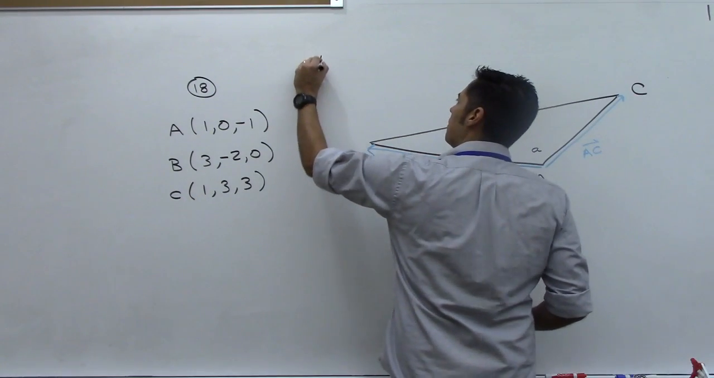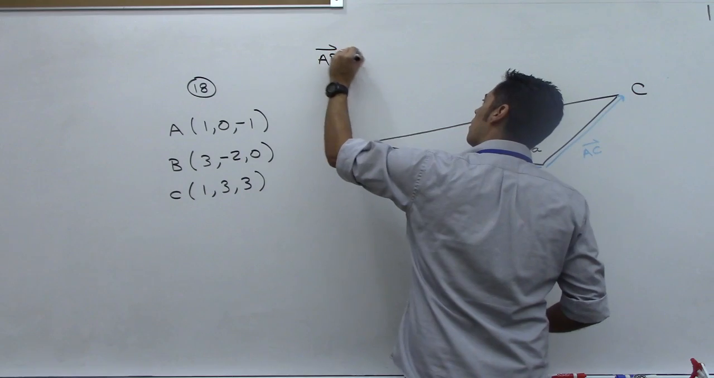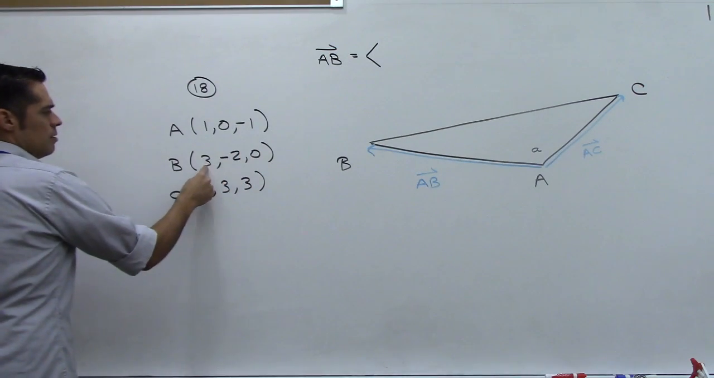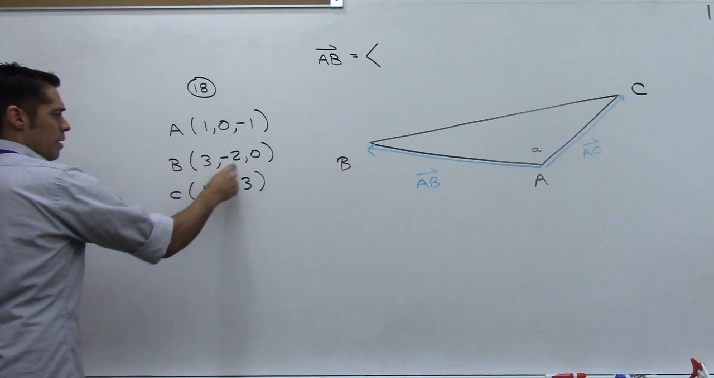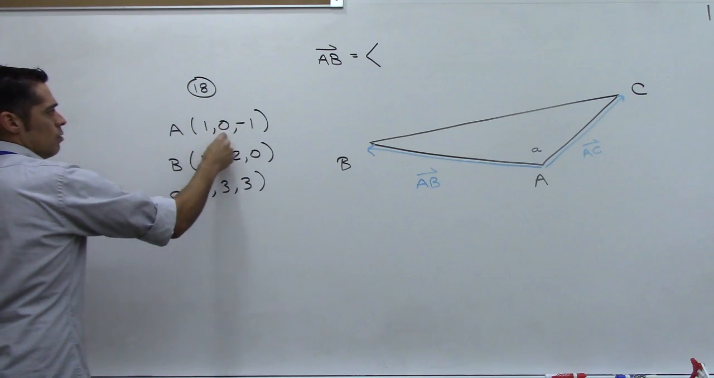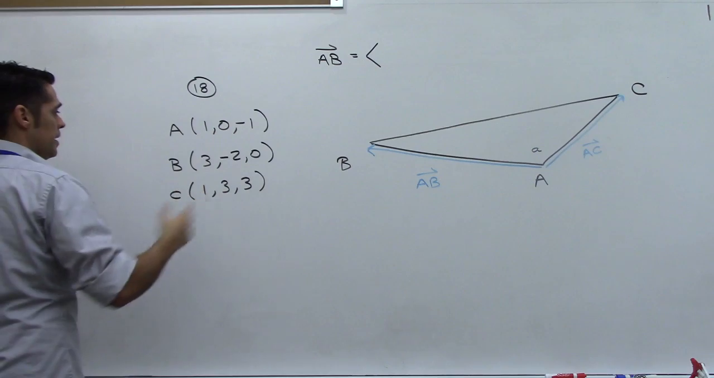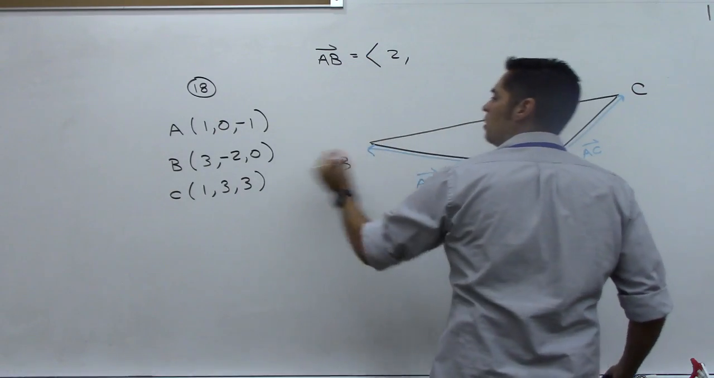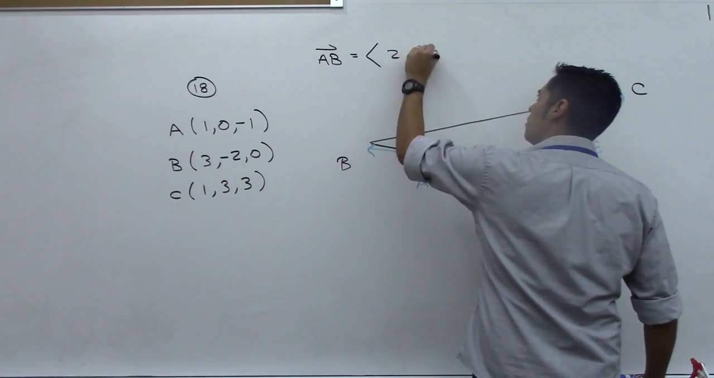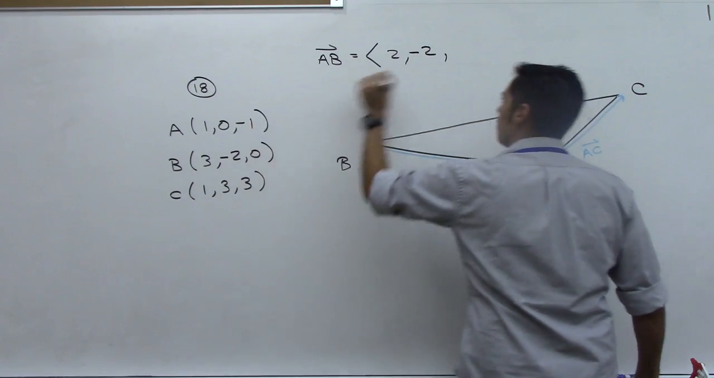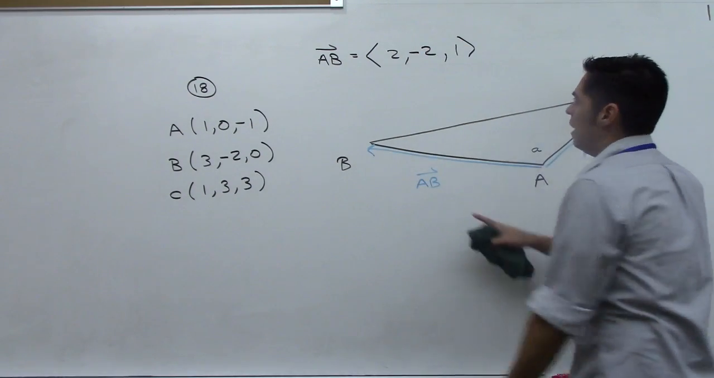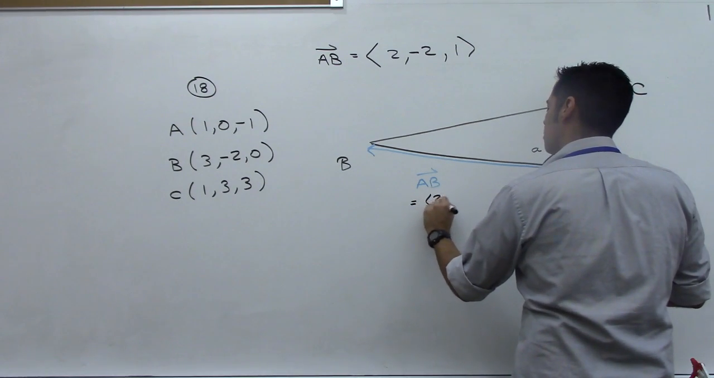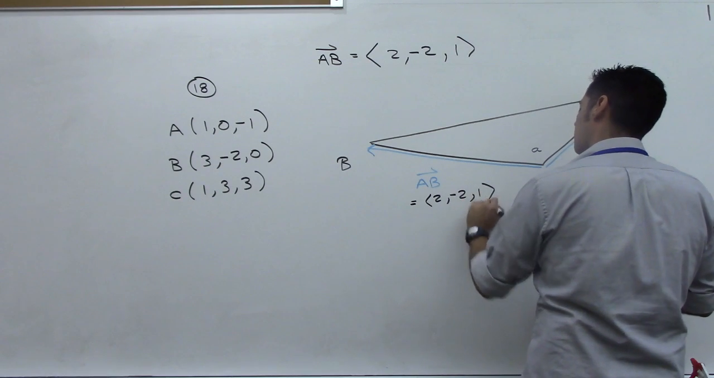The vector from A to B, we use the points here, right? I'm going to take all the B coordinates of the point and subtract all the A coordinates because I'm going from A to B. So 3 minus 1 is 2. Negative 2 minus 0 is negative 2. And 0 minus negative 1 is 1. So this vector AB is the vector 2, negative 2, 1.